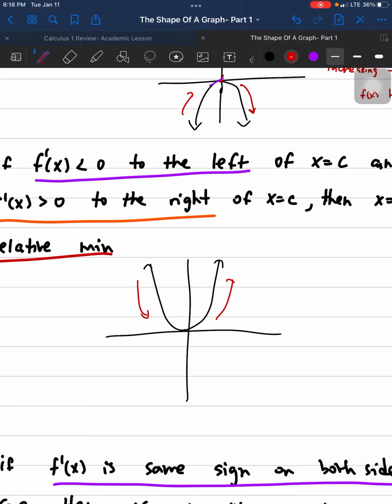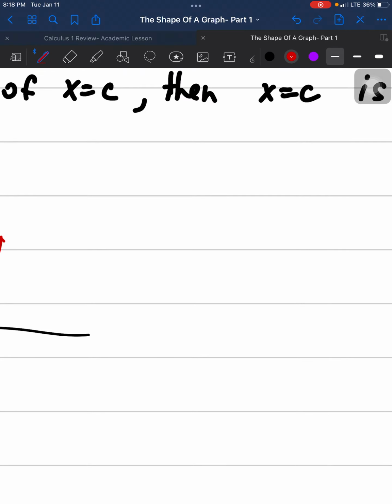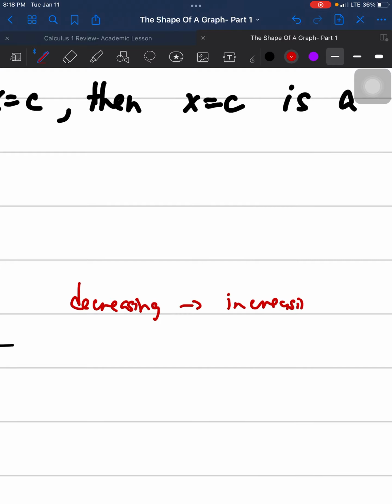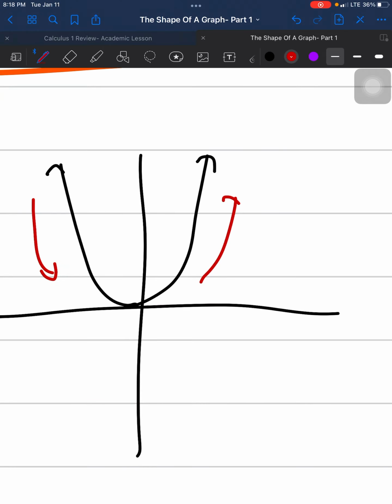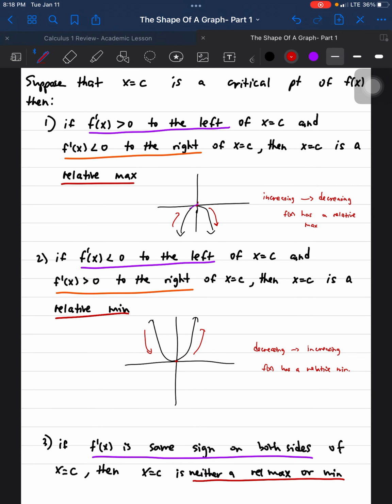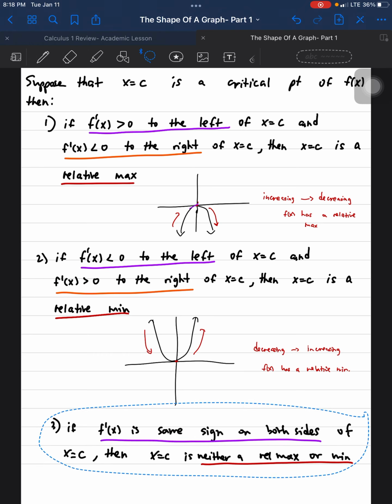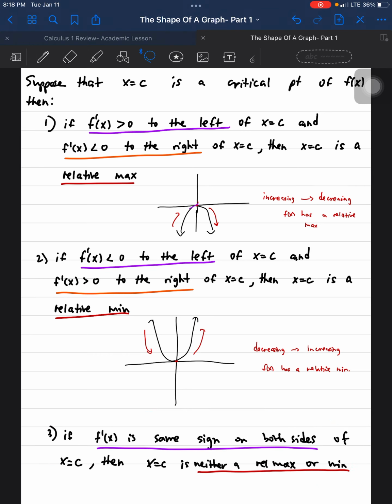So that means that the derivative on the left side of the function is negative, and on the right side of the function is positive. So this function is going from decreasing to increasing. When this happens, f of x has a relative minimum at x equals c, and we're going to pick x equals c to be 0, right in the middle. So this is basically a graphical representation of the first derivative test.